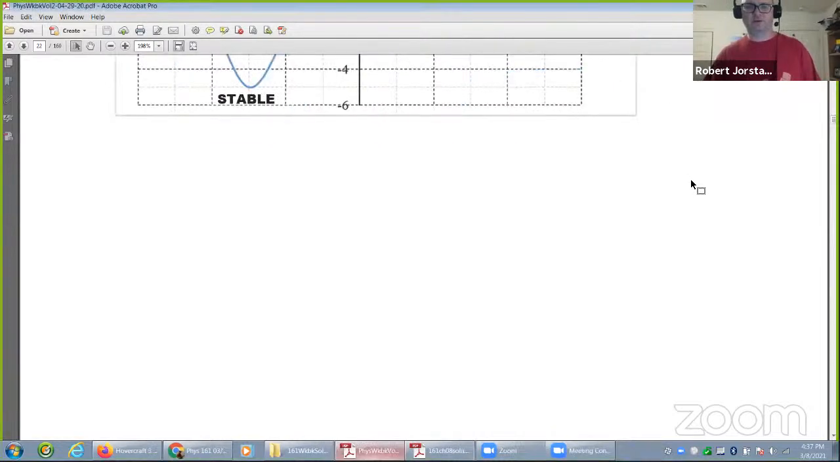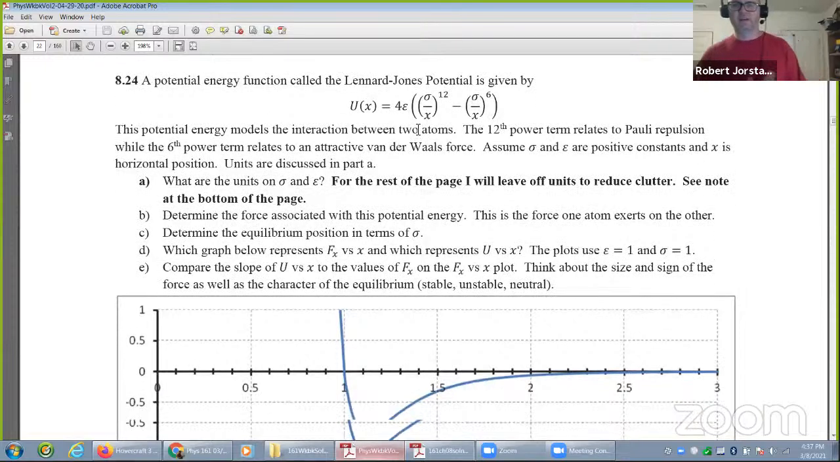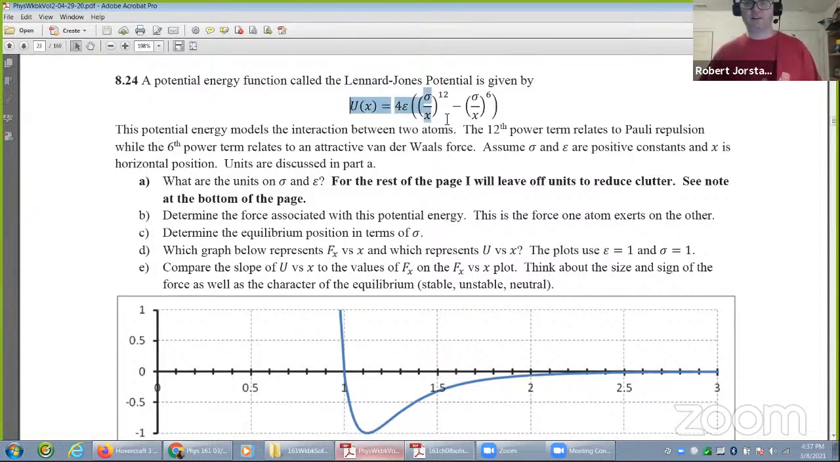And we talked about this one last time, but let's look at this one. Okay, Lennard-Jones, that's the right spelling. And then let's say we have this crazy looking function. And this is going to model the interaction between two atoms. We saw the simulation last time. The 12th power term, if you care, relates to this, and the 6th power term relates to that. That's great. But sigma and epsilon are positive constants. And then let's get straight to part A. Based on that equation, I claim you could tell me the units for sigma and the units for epsilon. That's a lowercase sigma and a lowercase epsilon there.